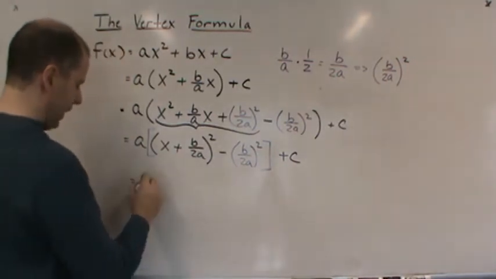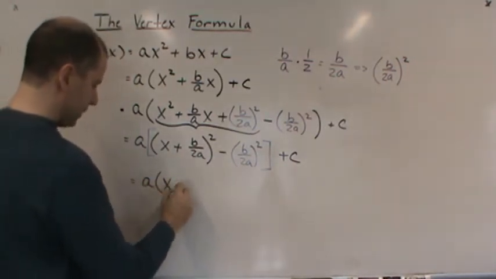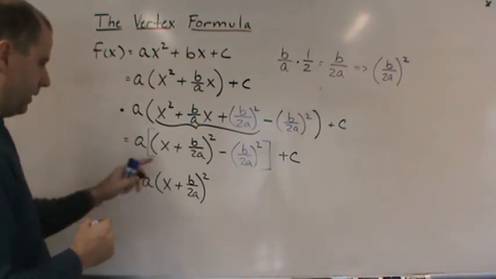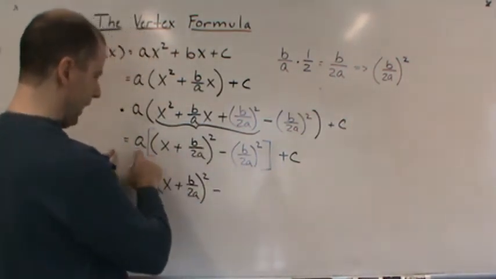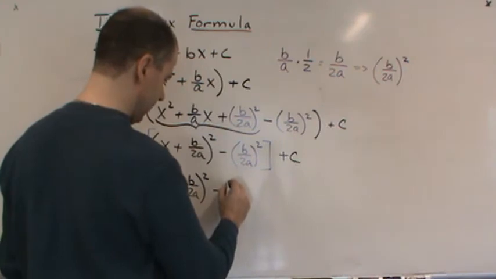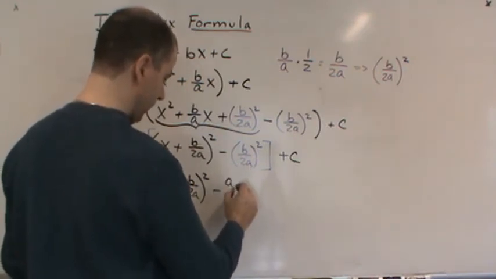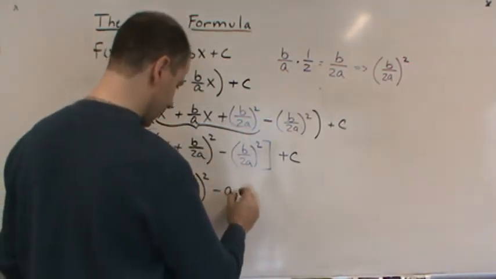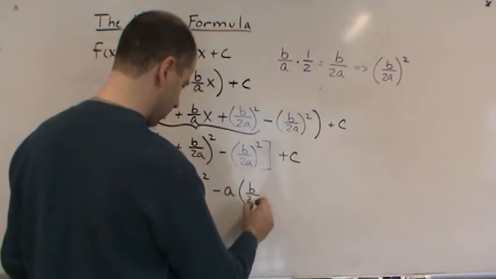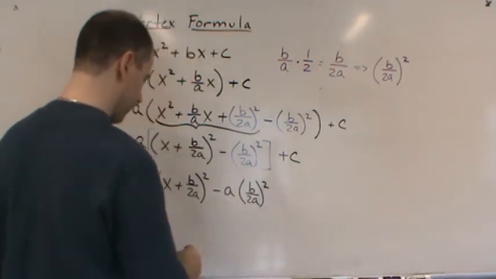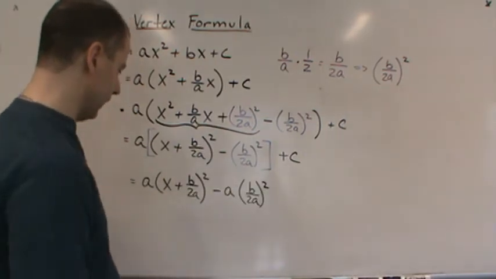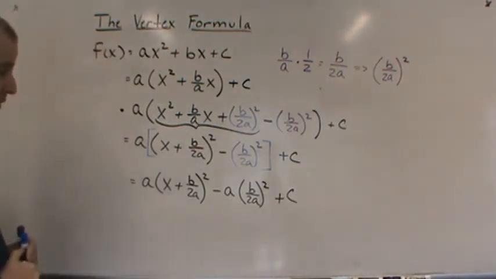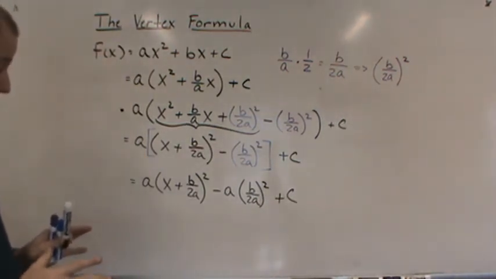And so what happens? I get a times x plus b over 2a quantity squared. And then I'm going to say minus, now the a, I'm going to put a over here. Well, this is a... let me do it this way. A times b over 2a squared. Right? Now I can drop the outer brackets. Now I have plus c. Okay. Now it's starting to look familiar, right?